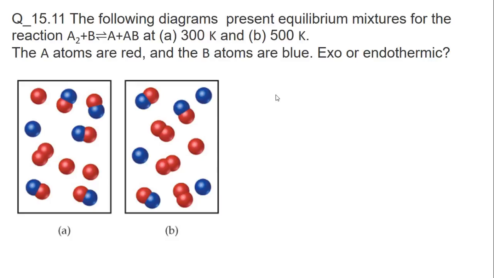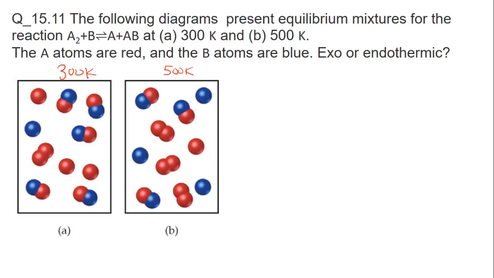All right, so question 15.11, the second half of chapter 15 homework for Brianna and Naja. The following diagram represents the equilibrium mixtures for the reaction A2 plus B goes to A plus AB at 300K and 500K. So the reaction A is 300K and the reaction B is 500K, and it basically asks us, looking at these two equilibrium mixtures, can we determine if the reaction is exothermic or endothermic?